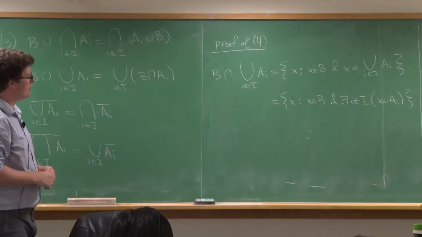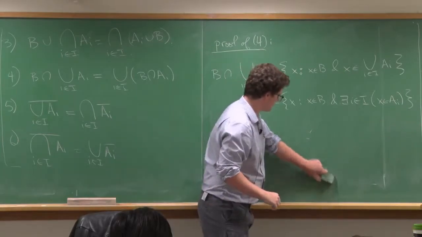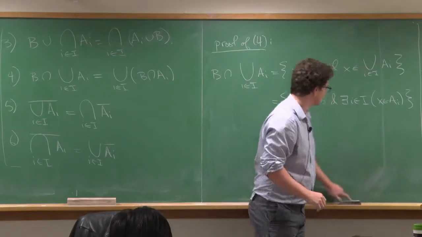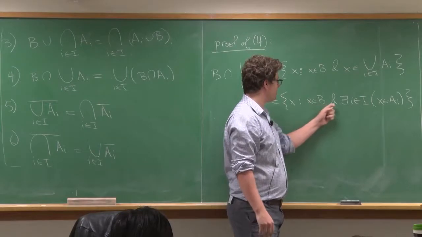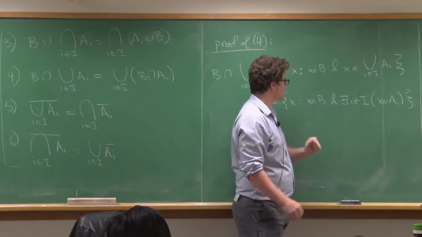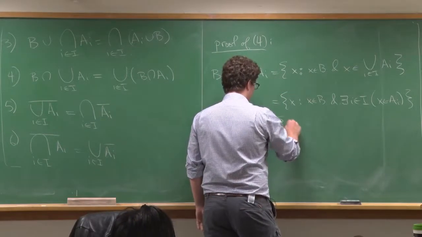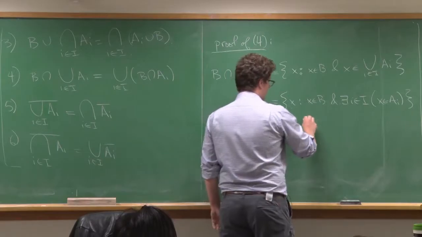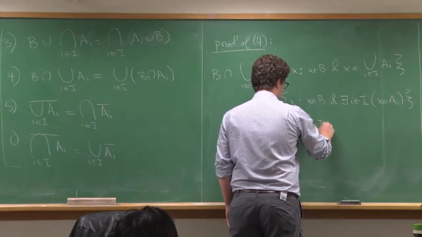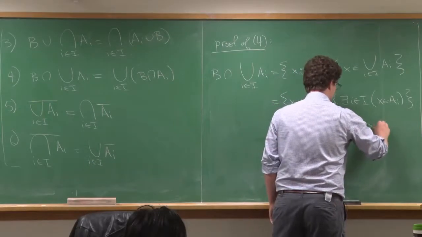Now we can use the following property, something we did early on in the class: conjunctions distribute over these quantifiers. So this is the same thing as the set of x such that there exists an i in I where x is an element of B and x is an element of A_i.